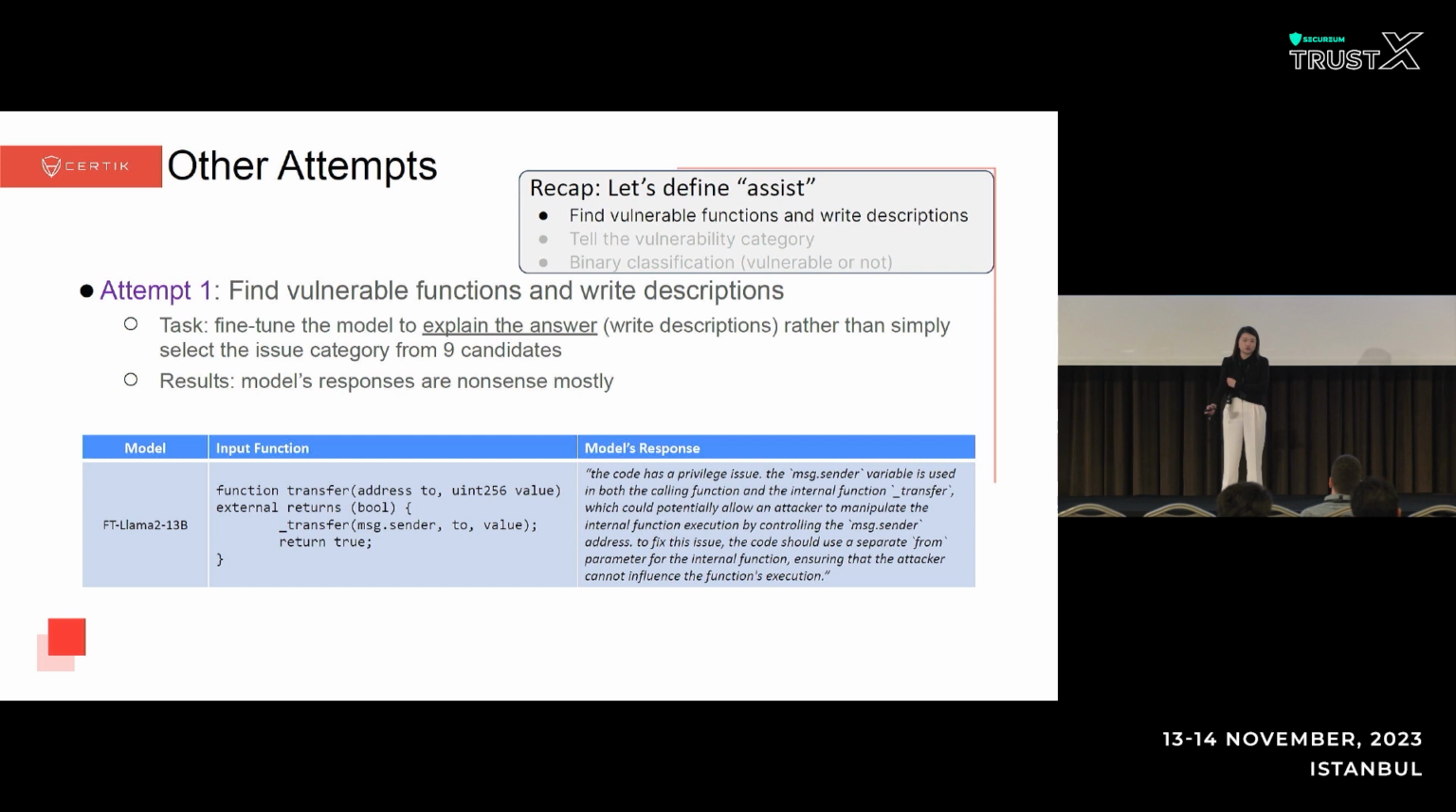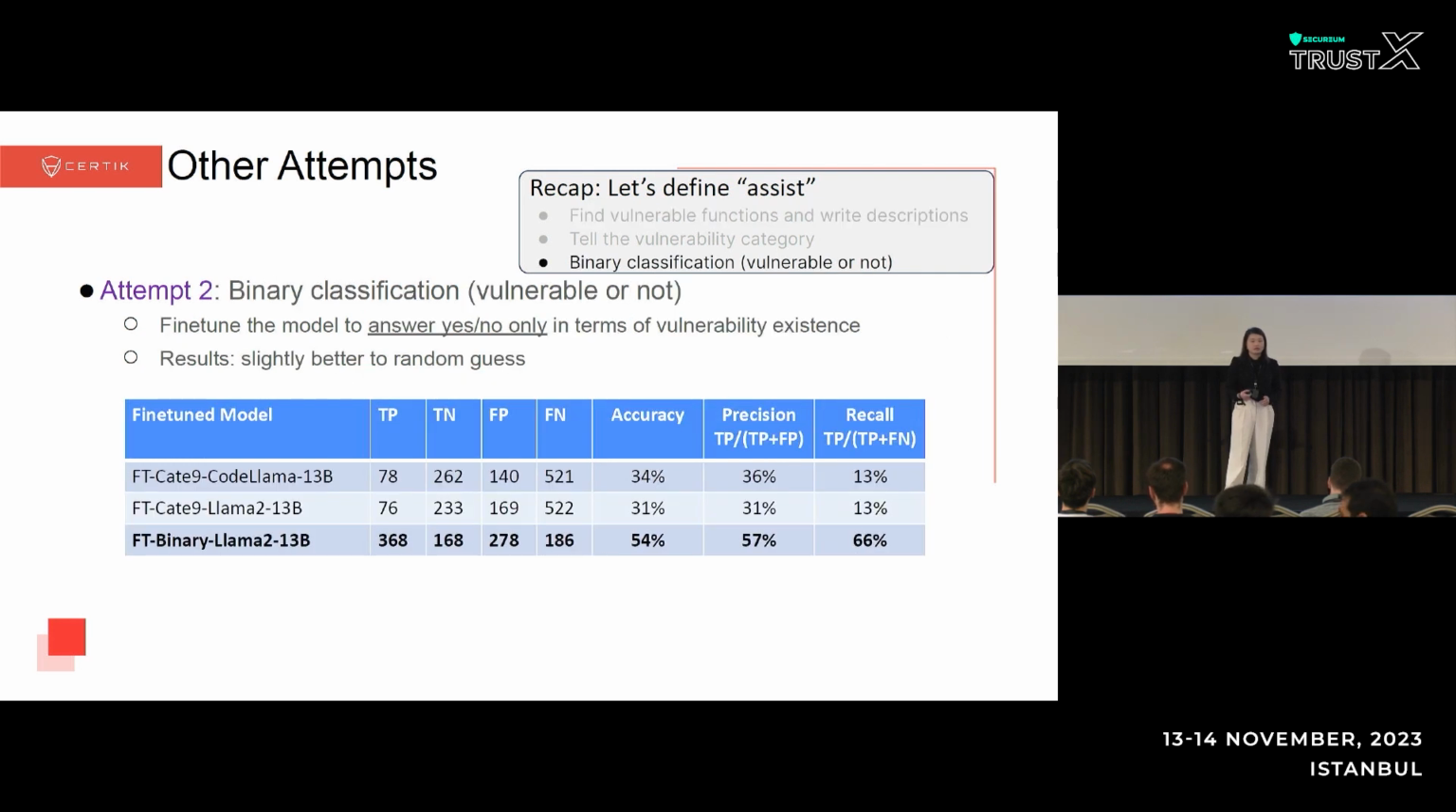And for the model itself, we tried other attempts too. Remember, the first system was about whether we can find the vulnerable functions and write the descriptions. Here, if you take a first look, it looks like the model is responding with something meaningful. But if you dive deeper to understand what it's trying to say, it's nothing related to the vulnerability in the input functions. So it creatively generates something that doesn't make sense, mostly. And the other attempt that we also share is binary classification.